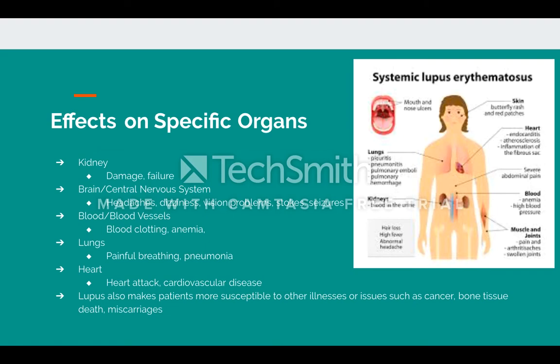For example, the kidneys may fail. In the brain and the central nervous system, you may see headaches, dizziness, vision problems, strokes, seizures. In blood and blood vessels, you may see blood clotting or even anemia. In the lungs, there may be problems breathing or even pneumonia. In the heart, it may lead to a heart attack or even some type of cardiovascular disease. Lupus tends to make patients more susceptible to other illnesses such as cancer, bone tissue death, miscarriages, and like I mentioned before, anemia, pneumonia, and cardiovascular diseases.